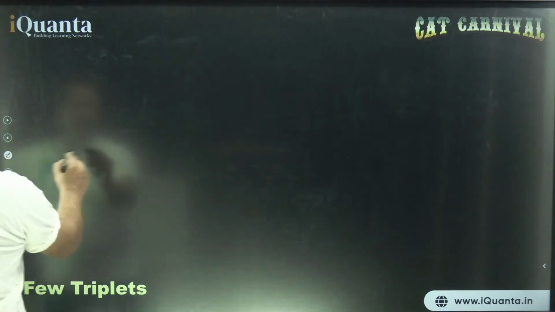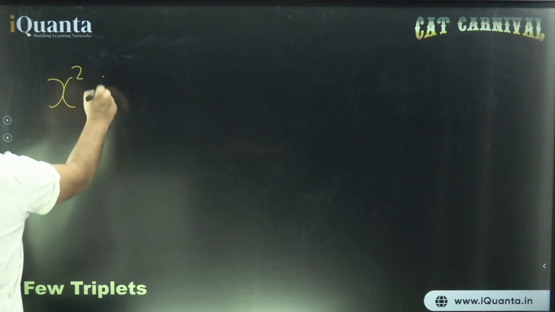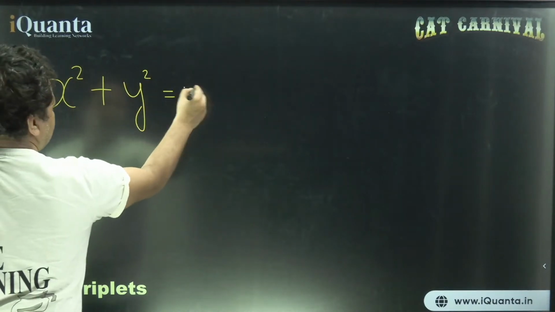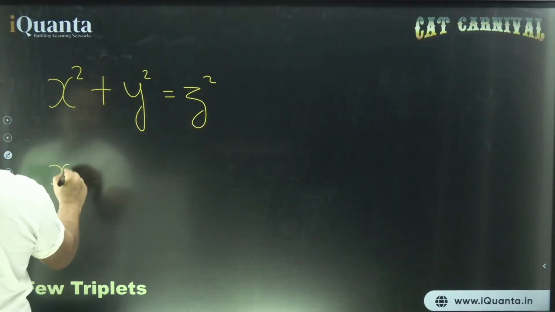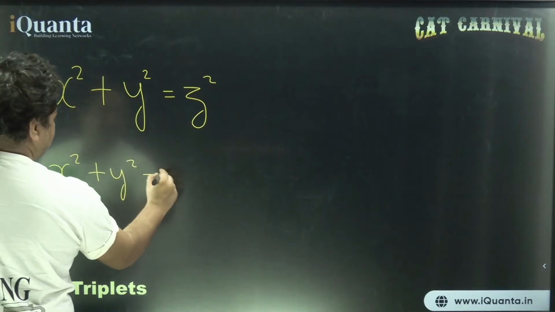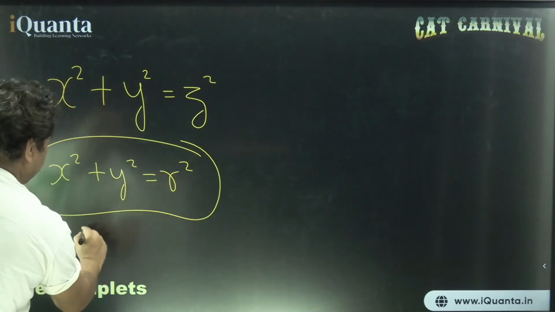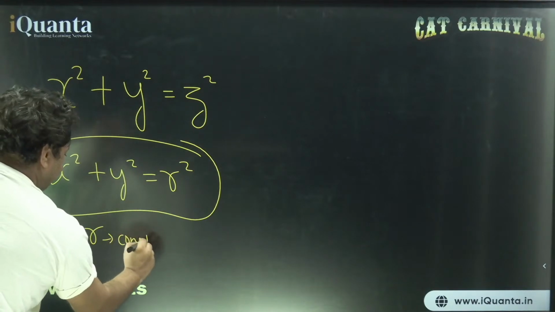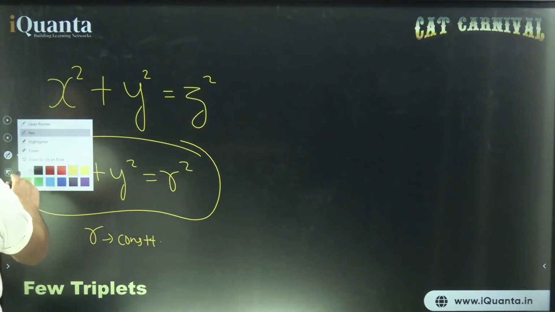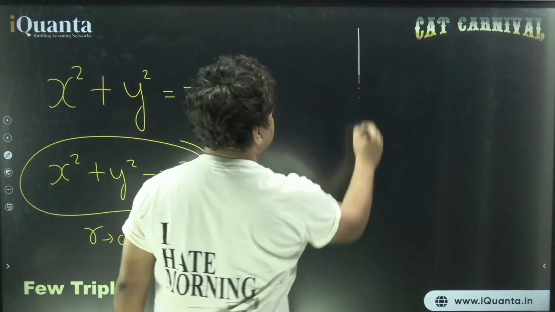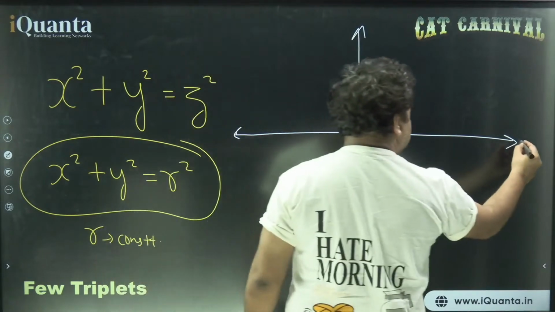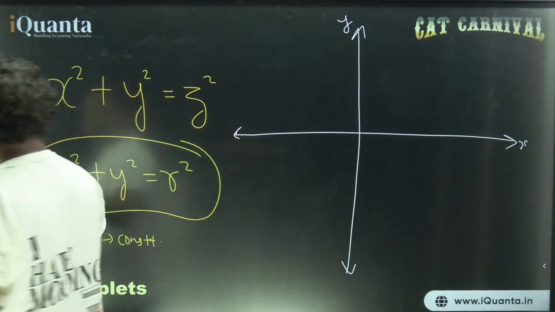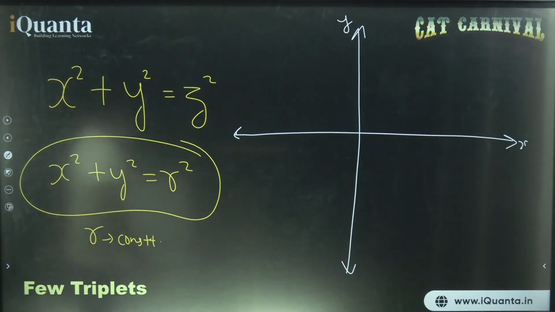I'll write it again. This is the original equation. I am saying, what if I make this z a constant and assume the constant to be equal to r, okay? So I'm writing r is a constant. मैंने r को constant मान लिया उसी Pythagoras theorem में, तो क्या होगा? That is what we will see graphically. All right. This is the x-axis and this one is the y-axis. Now it's visible, everyone.